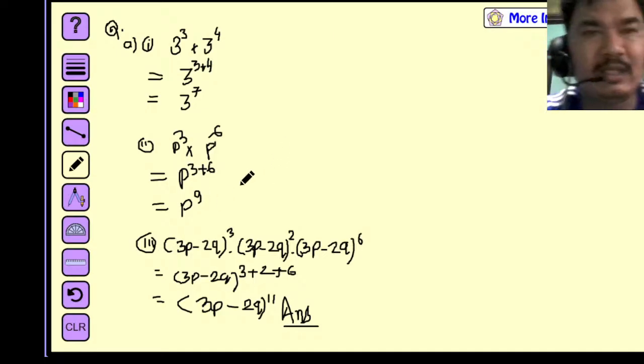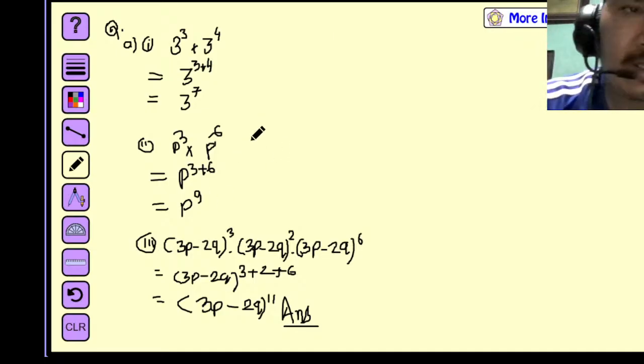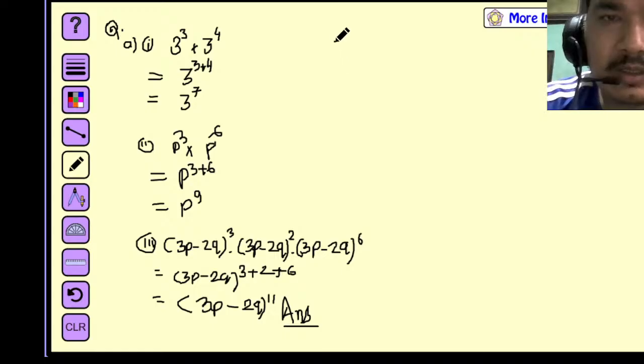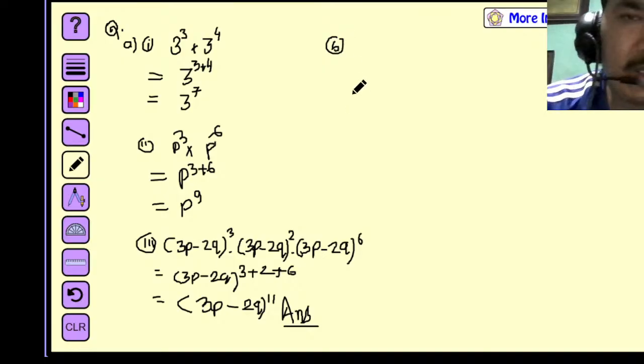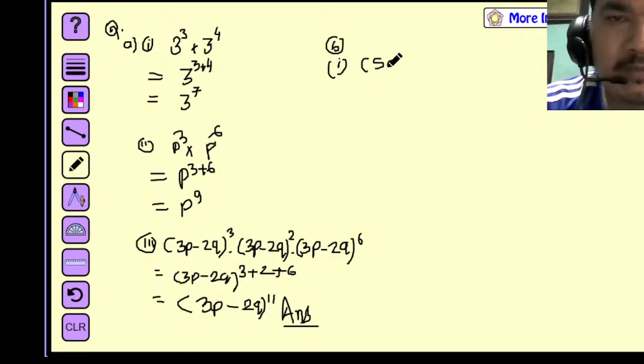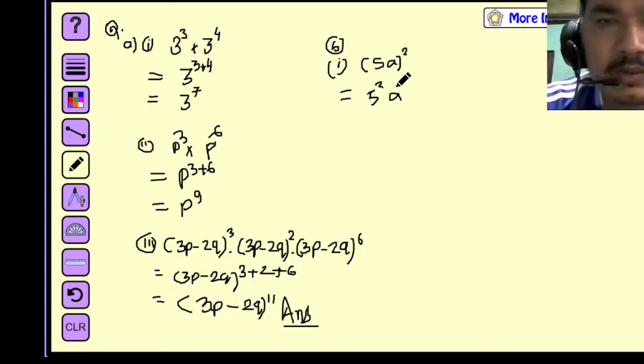If all the bases are same, add the powers, right? And suppose there is given a question like this for the same one, b number I, that means given there (5a) square, how will you simplify it? (5a) whole square given, okay? Then in this case we have to write 5 square, open the bracket, then here will be a square also, right? Then the answer will come here 25a square, okay? This is the answer.